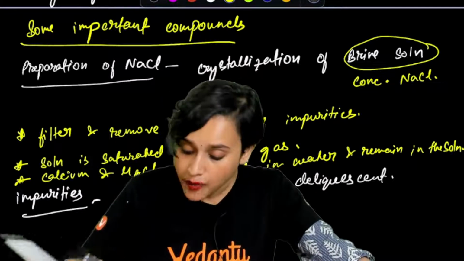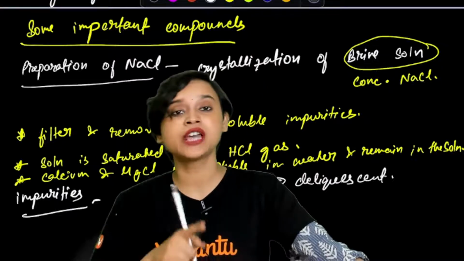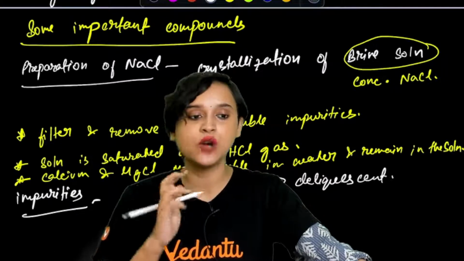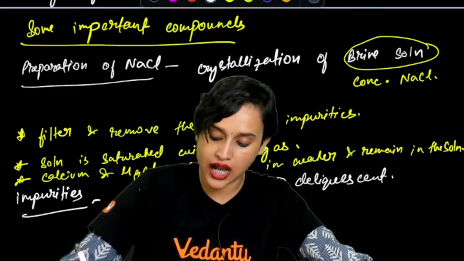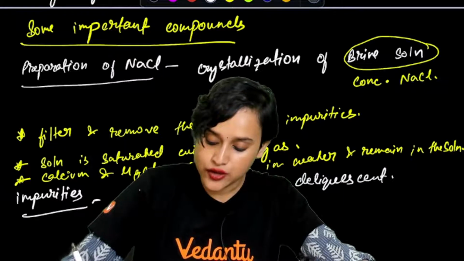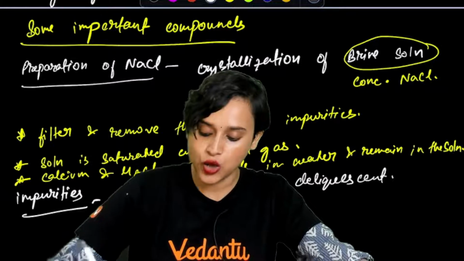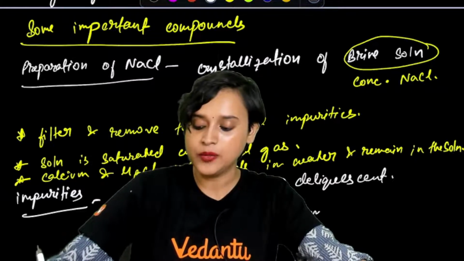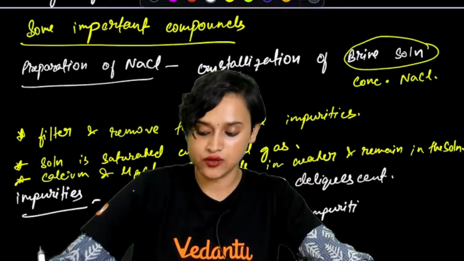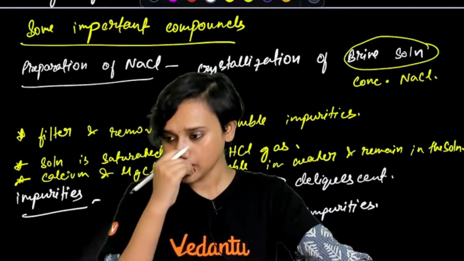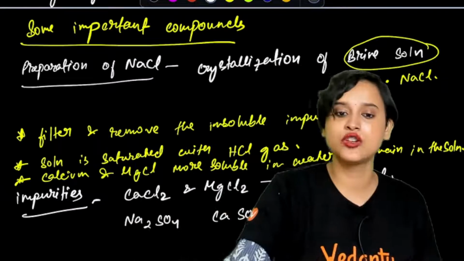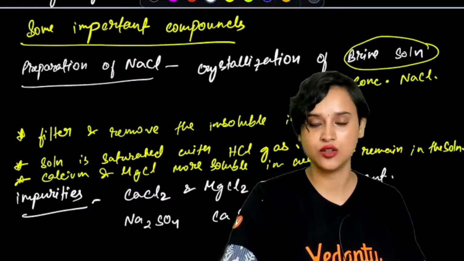But apart from calcium chloride and magnesium chloride, you have two more impurities, and those are Na2SO4, that is sodium sulfate, and CaSO4. These are all impurities, okay? These impurities only you just removed. Cool hai bachos? Is sodium chloride done? Sodium chloride is done, okay?